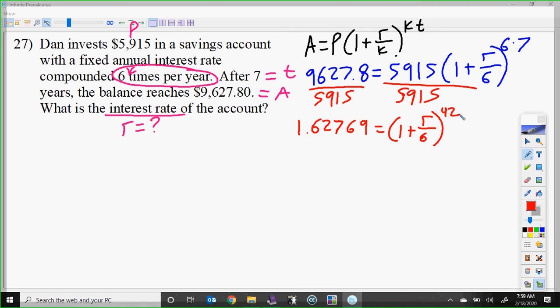Alright. Well, so r is not in the exponent. This is not an exponential equation, so changing this to a log wouldn't help me. I'd end up with the variable in the base of the log. I don't want that. Well, if that exponent was a 2, I would take the square root to get rid of it. It's not a 2, it's a 42. So I'm going to take the 42nd root to get rid of it. And yes, I can do that.